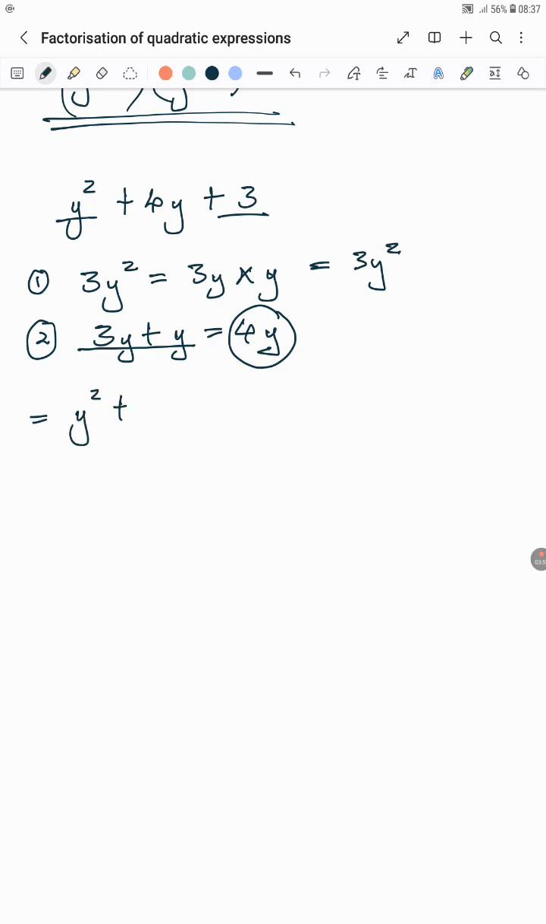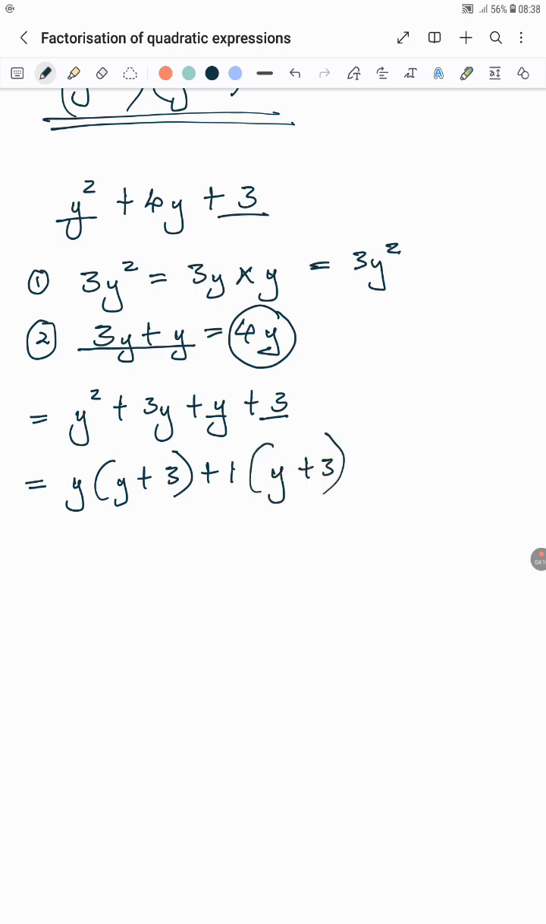So you're going to have y squared plus 3y plus y plus 3. So here you're going to factorize and take out y. You're going to have y here plus 3, and here, just because they don't share any other factor besides 1, it means you're taking out 1. Your first bracket is going to be y plus 3, and the second bracket is going to be y plus 1.